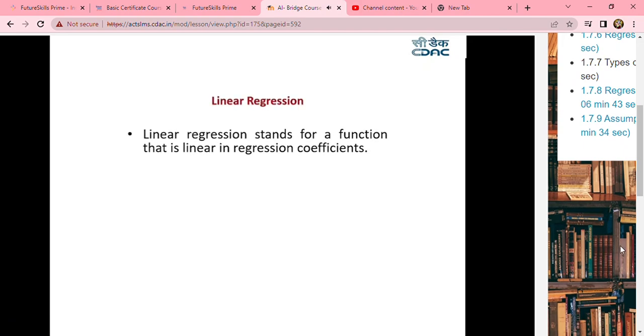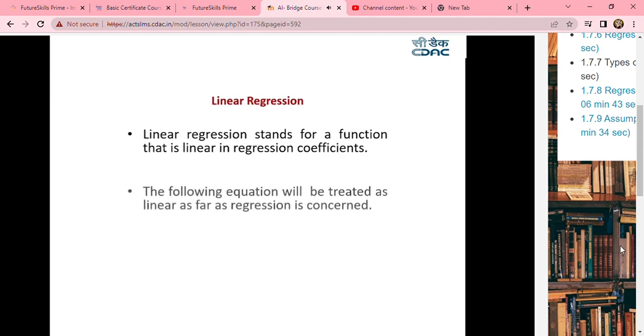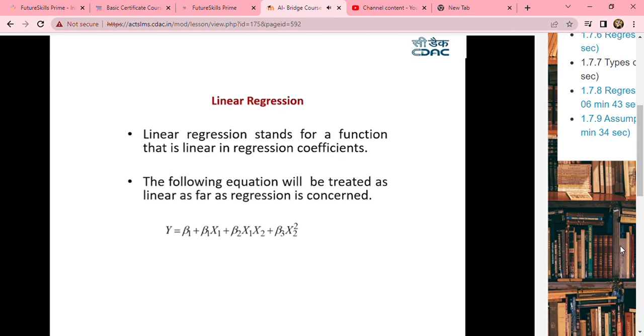Now, when it comes to linear regression, linear regression stands for a function which is linear in nature. Hence the following equation will be treated as linear regression itself, and for the simple linear regression model, the equation that we use is y equals beta naught plus beta 1 x. This is the simple linear regression that will be used.